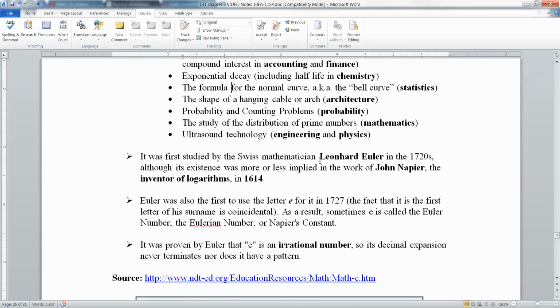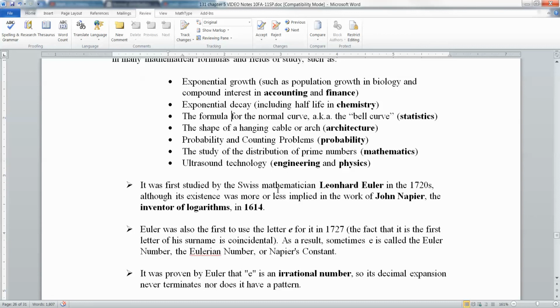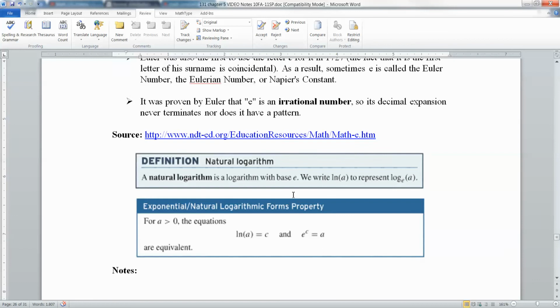And Leonhard Euler is the guy that thought of it, as you saw. He was the person that came up with it to 23 digits in the 1700s, and therefore it has his initial. He's the one that first started calling it E. I don't know if he was naming it after his own name, but it sounds good. All right, and if you're interested, there's tons more information on E.